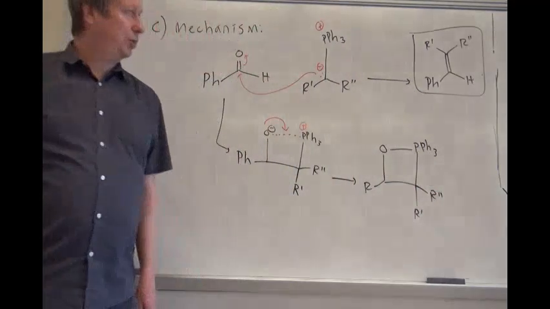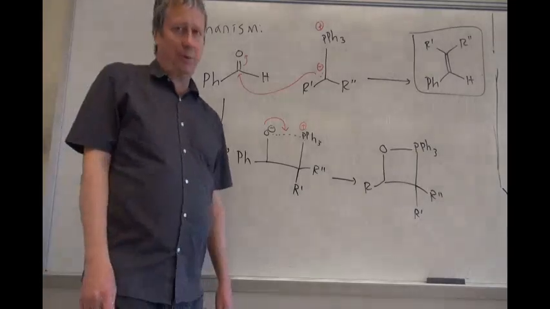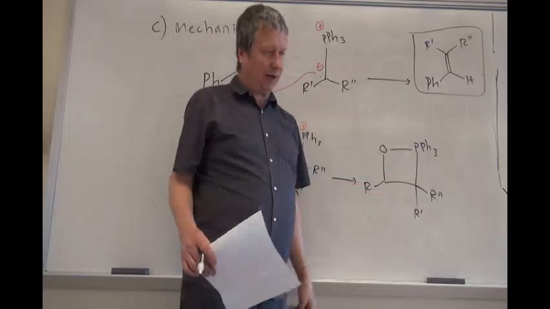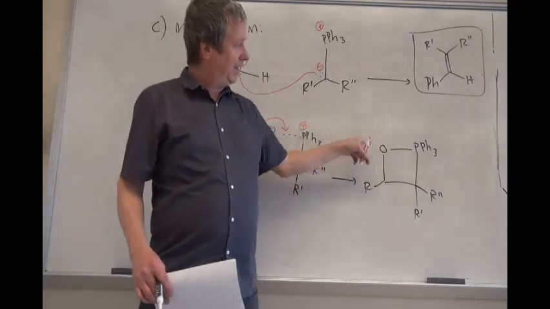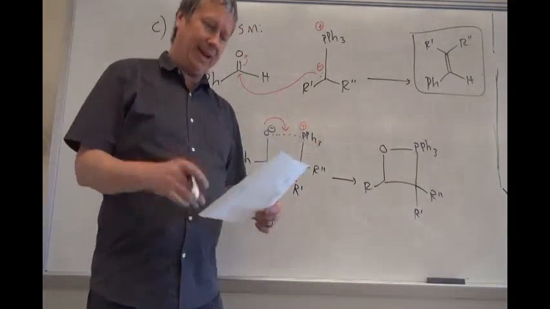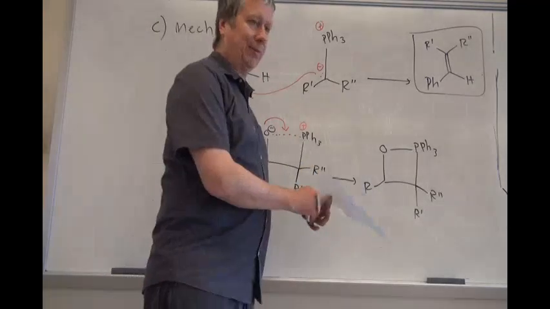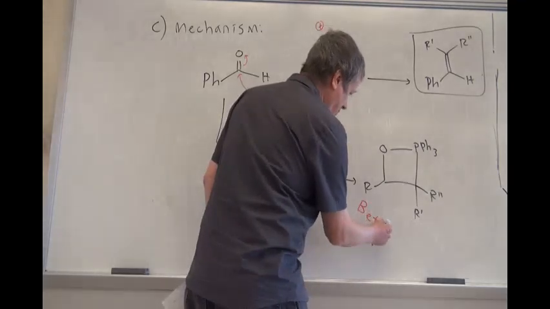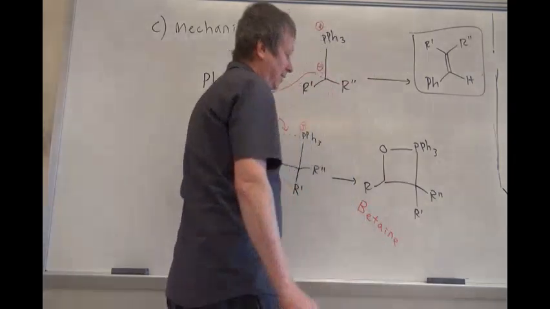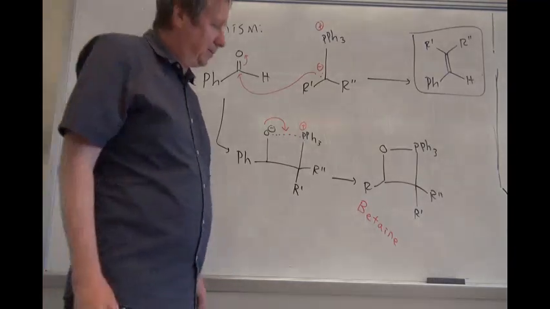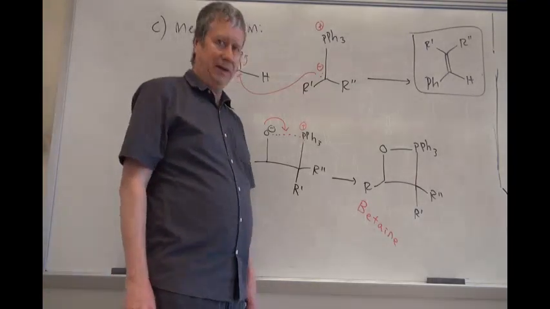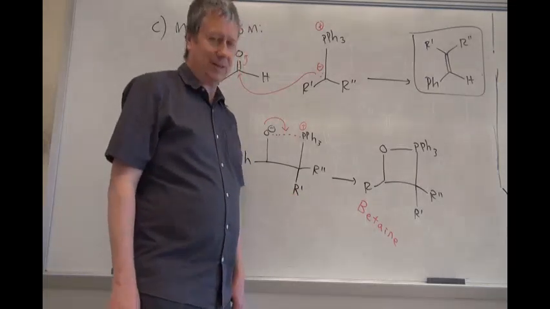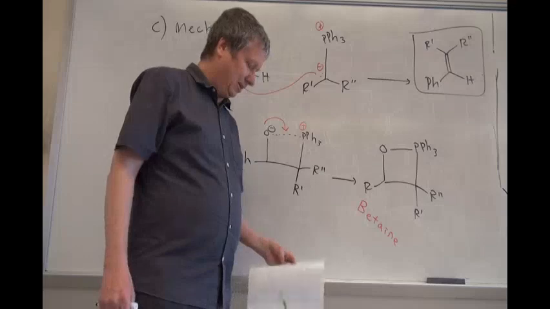And now it just makes a four-member ring. So we have a four-member ring, these two carbons are now attached. And this has a name that you don't have to memorize, but it does have a name. It's called a betaine. Some people would mispronounce it, but it looks like one and it's not.